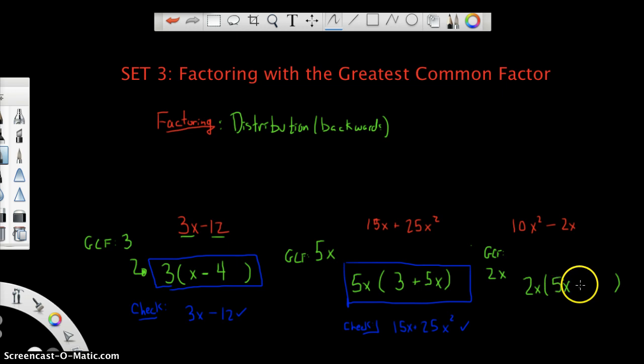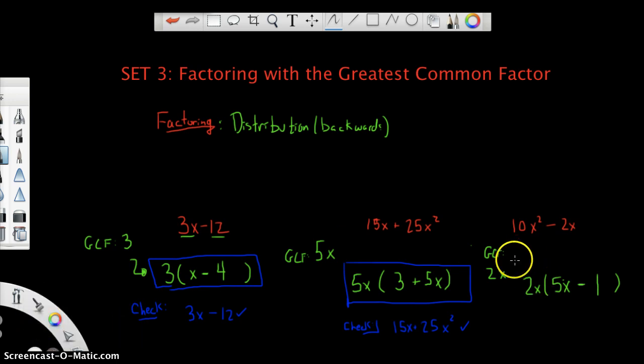Now the other one's tricky here. 2x times what gives me 2x? Think about that one for a few seconds. So 2x, I get 1. I think 2x times 1 would give me 2x. So I think that's my solution.